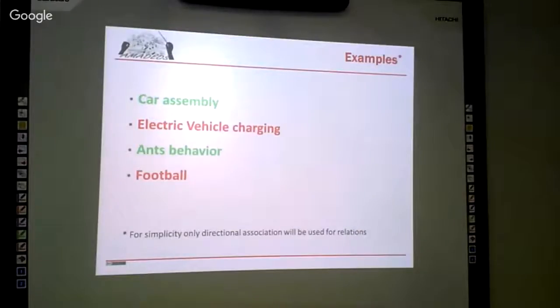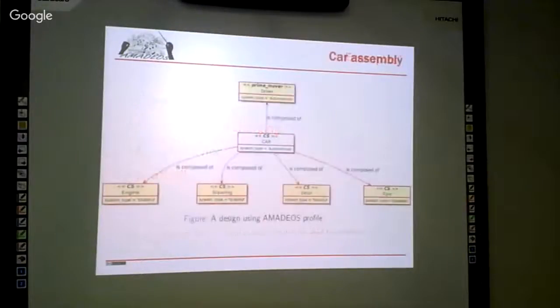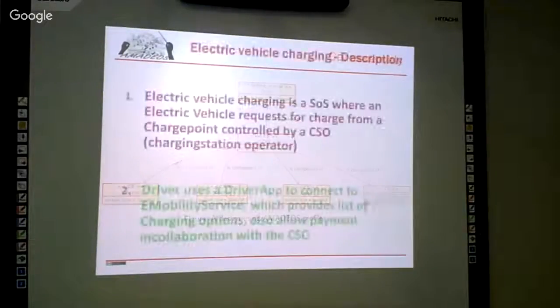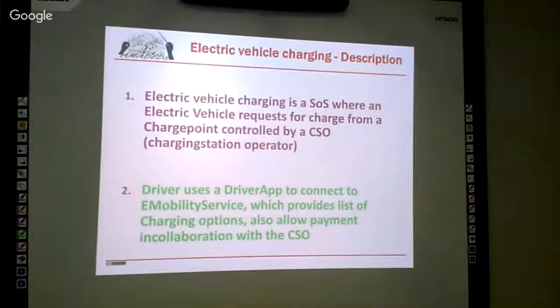Say there is a car assembly. Another small example. A car is made of a prime mover, which is the driver, who decides where he wants to go. So he is a constituent system which can take decisions. And then we have the engine, the steering, the doors, the tires, and this is a design made by using the profile where these are constituent systems. This is again a constituent system, which is a car, which can be linked to bigger stuff: the electrical vehicle.